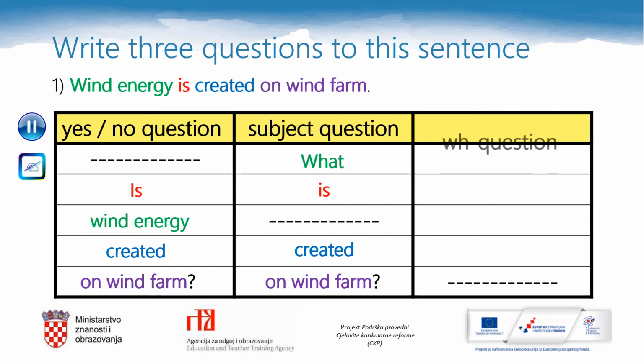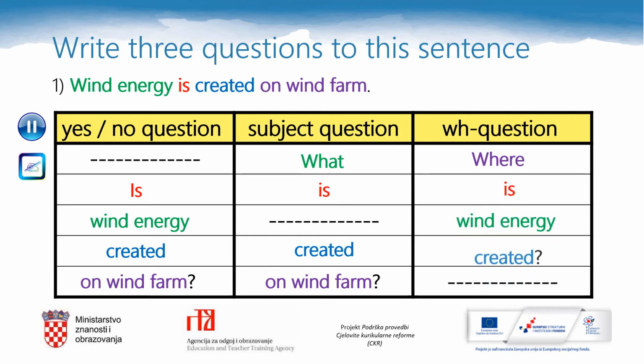Now write a WH question. It starts with a question word that includes the letters W and H. In this case, where. You can pause the video and write the rest of your question. Let's check. Where is wind energy created? The answer is on wind farm. Once again, the line with the dots is where the answer is. Great job!